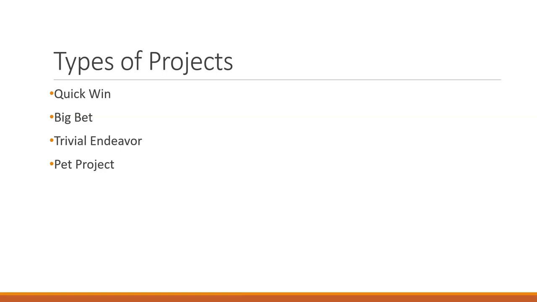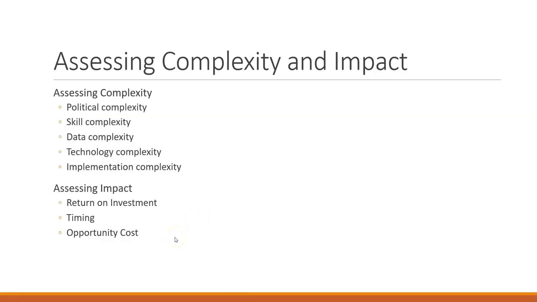Okay, so then chapter 9 closes by looking at assessing complexity and impact. So how do we even decide how complex our project is and what those potential impacts are? So there's a list of the different complexities that we talk about.